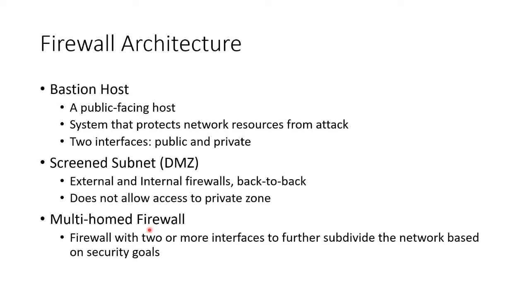You could have a multi-homed firewall with two or more interfaces, or even more than that, to further subdivide the network based on security goals. So we could have a perimeter network that is acting kind of like a DMZ, and then a private network, and then a very secure network. All of these are hanging off of a multi-homed firewall.